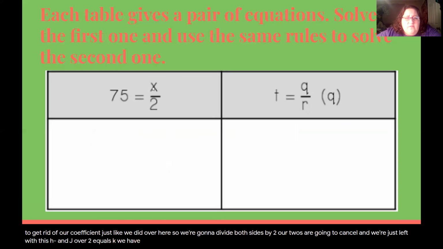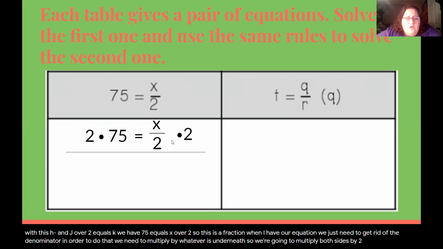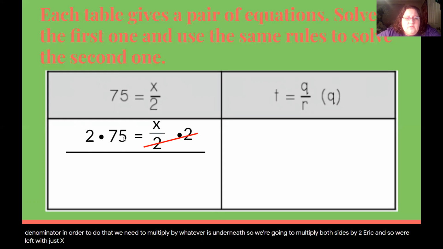So we have 75 equals x over 2. This is a fraction. When we have this equation, we just need to get rid of the denominator. In order to do that, we need to multiply by whatever's underneath. So we're going to multiply both sides by 2. Our 2's over here cancel. We're left with just x. 2 times 75 is 150. So 150 equals x.